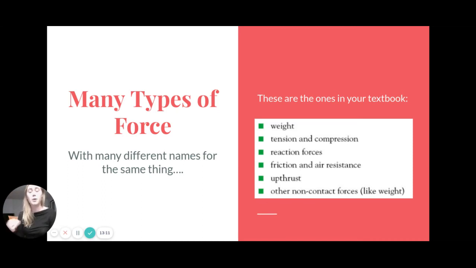So the ones in your textbook are weight. I don't like to call it weight because it doesn't help you remember how to calculate it. I like to call it the force of gravity. So you're going to often hear me call the force of gravity your weight because it's how much you're getting pulled down by gravity. Tension force or compression: tension force is usually in a rope or some sort of stretchy object. If you were to stretch something, you get some sort of a pulling back of the material. It's called tension. Compression is when you push on a material and it kind of indents.